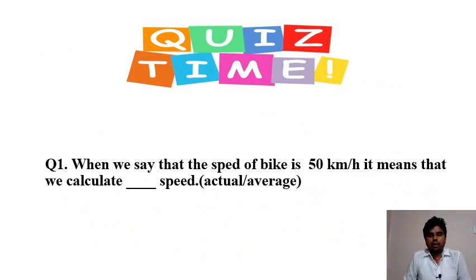Now when we say that the speed of the bike is 50 km per hour, it means that we calculate the dash speed. Is it the actual speed or average speed? Who will tell me? So 30 seconds is allotted to you to find the correct answer. Is it the actual speed or average speed?